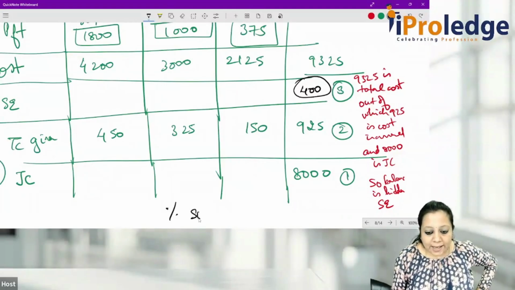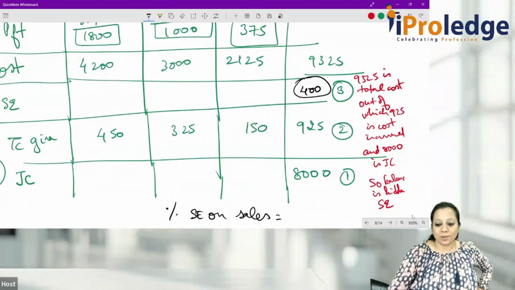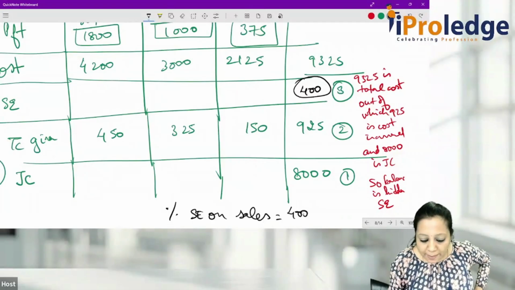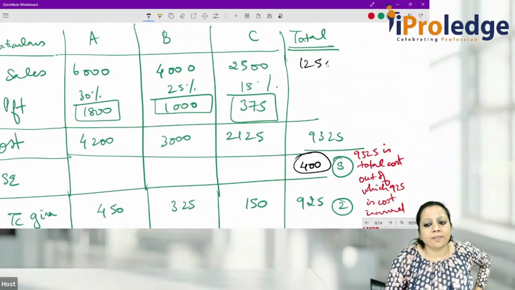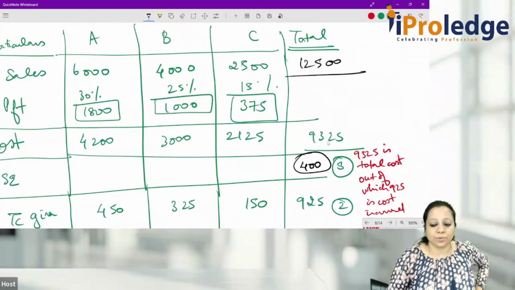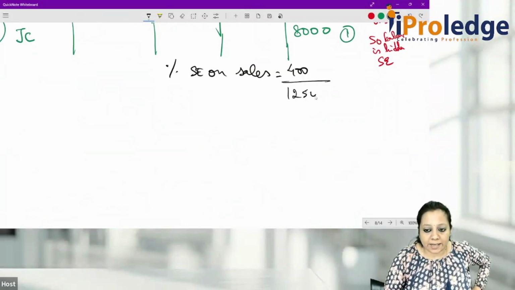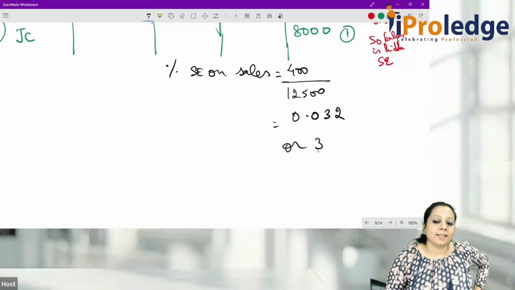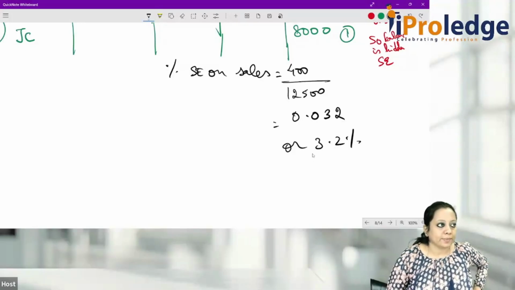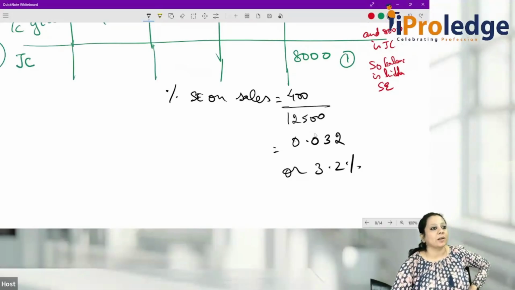So percentage of selling expenses on sales. Why? Because they have given it in the question. That is going to be 400 divided by the total sales. Total sales is going to be 12,500. Quite simple, no? 10 plus 25. So 400 divided by 12,500 is 0.032, or can I say it is 3.2 percentage? So now we will do respectively and then we will apportion the joint cost.